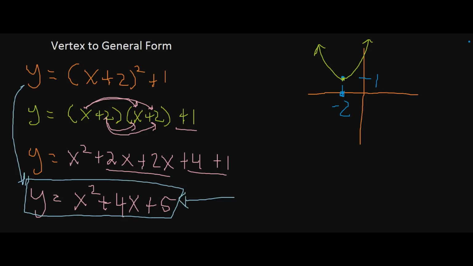Remember, in general form, the last number in the expression tells you your y-intercept. So over here, it would be 5. All right, pretty cool, huh?